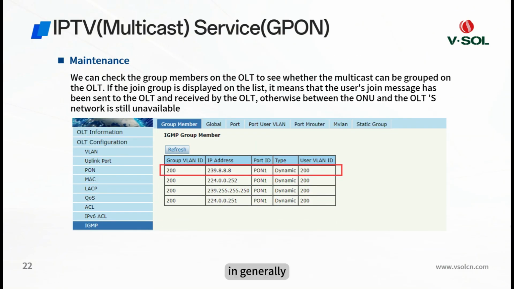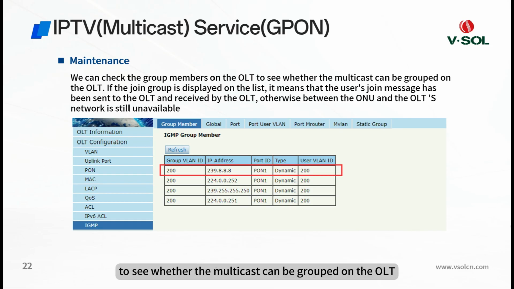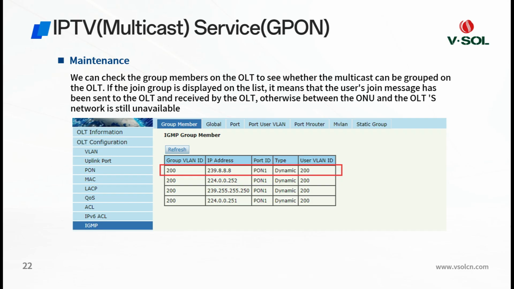In general, we can check the group members on the OLT to see whether the multicast can be grouped on the OLT. If the joined group is displayed on the list, it means that the user's join message has been sent to the OLT and received by the OLT. Otherwise, the network between the ONU and the OLT is still unavailable. It needs troubleshooting, which we will learn in Part 3.